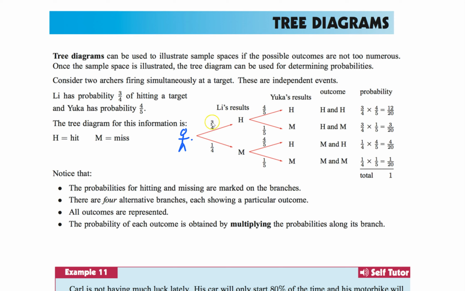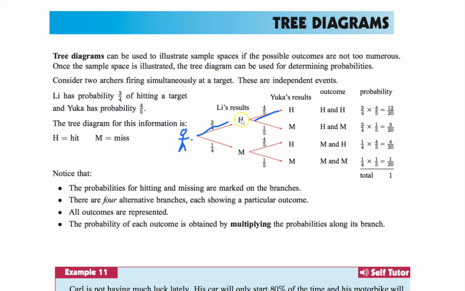So again, they don't affect each other, so you just go, Yuka has a 4/5 chance of getting a hit and a 1/5 chance of getting a miss. 4/5 chance hit, 1/5 chance of getting a miss. Right, and if you see this, if I want to figure out what's the odds that they're both going to get a hit, all you do is you multiply that line. So a hit for Lee and a hit for Yuka. So you just multiply that, 12 out of 20.